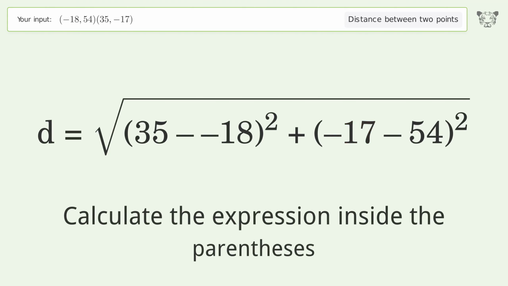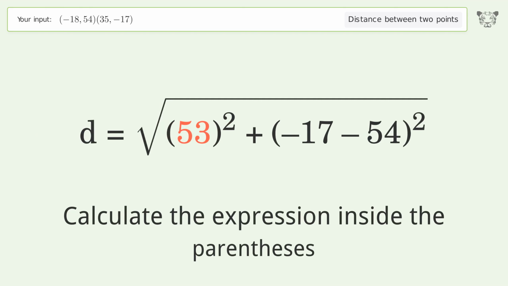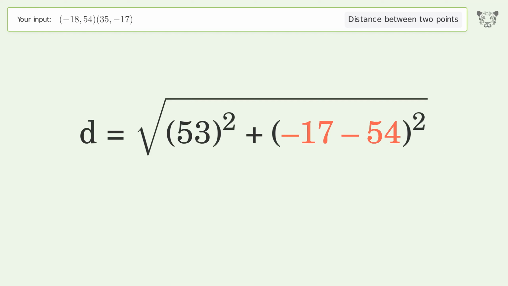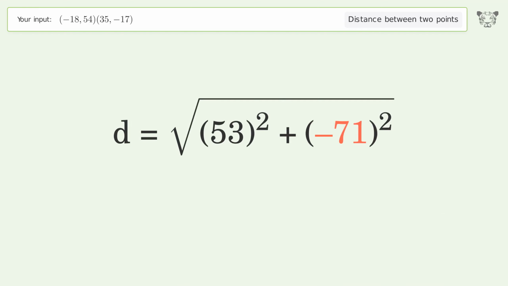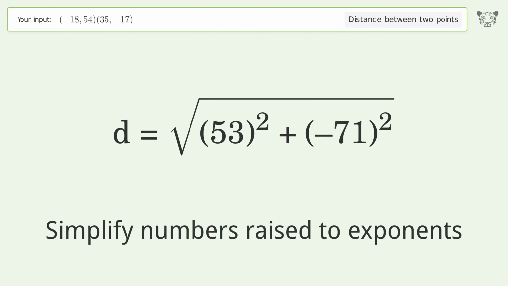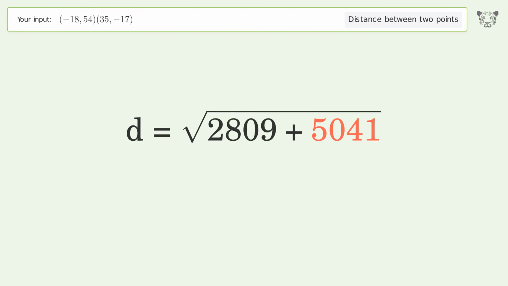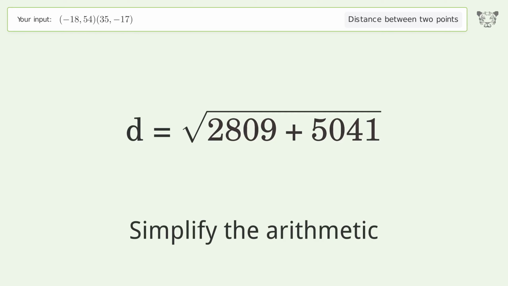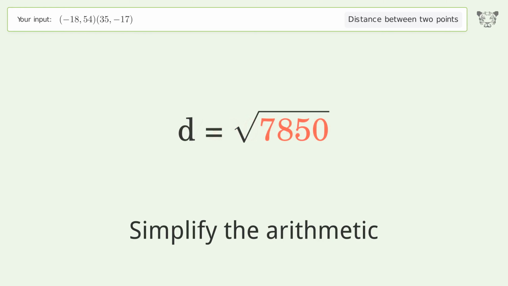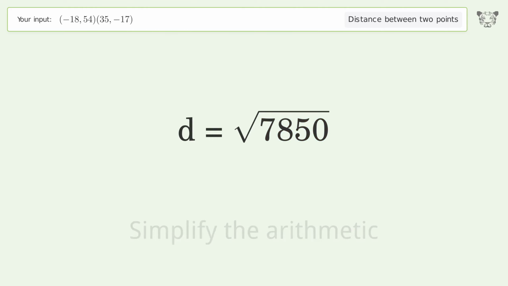Calculate the expression inside the parentheses. Simplify numbers raised to exponents. Simplify the arithmetic. And so the distance between the 2 points is the square root of 7,850, or 88.6.